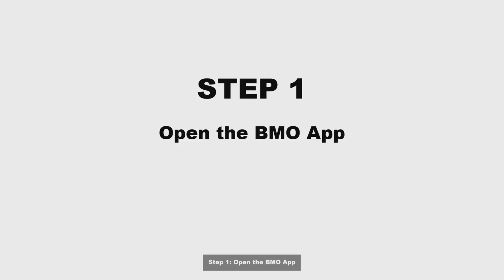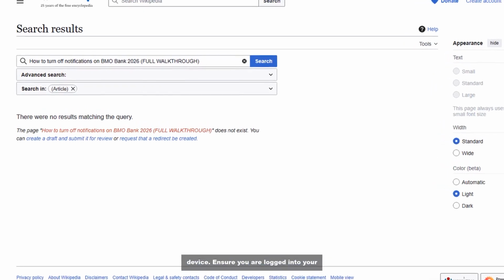Step 1. Open the BMO app. Launch the BMO Bank app on your mobile device. Ensure you are logged into your account to access the settings.